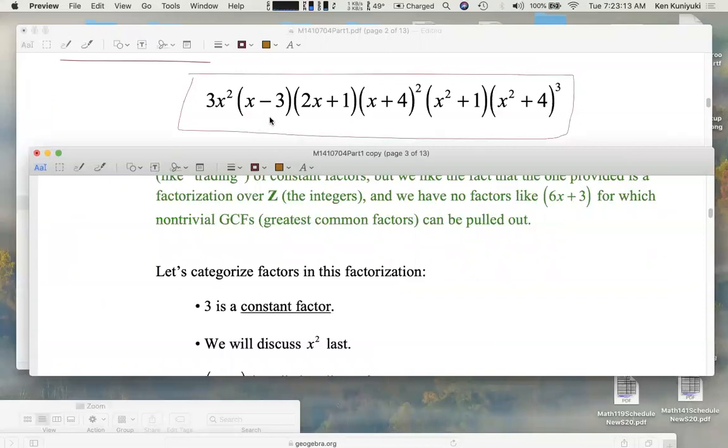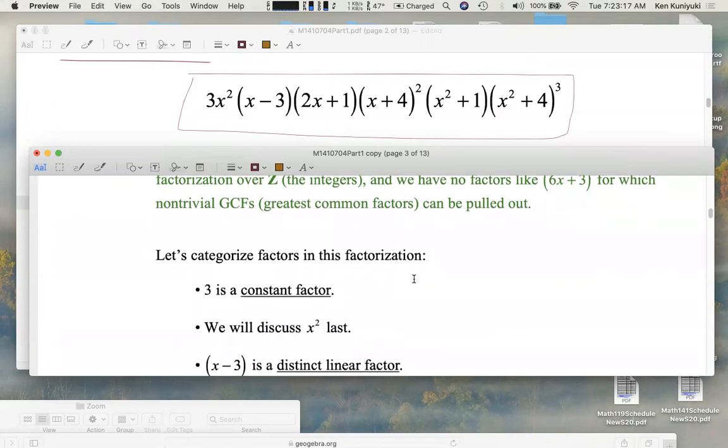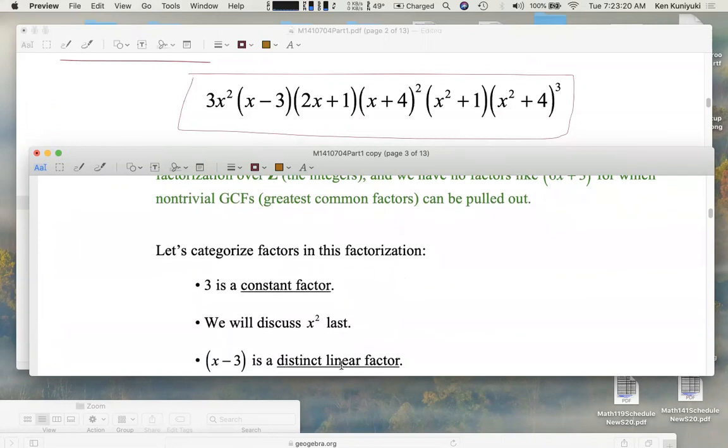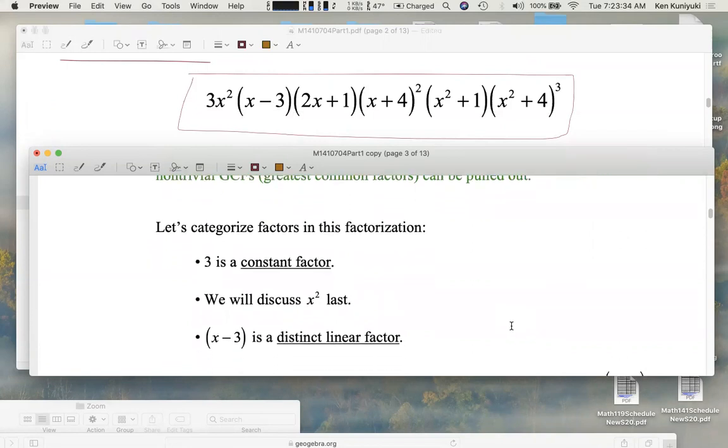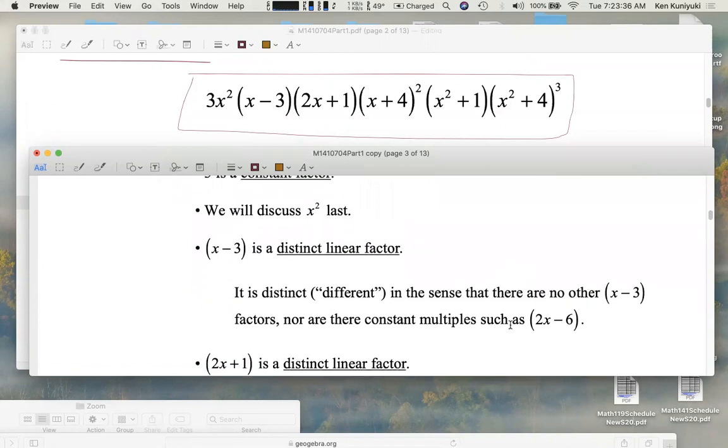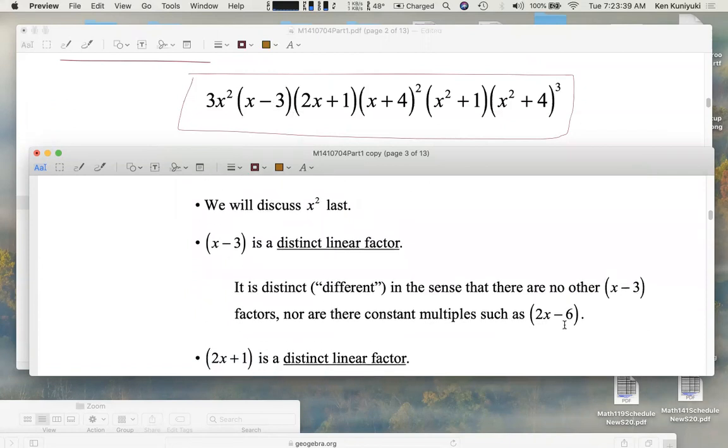x minus 3, what do you call a first degree polynomial? You call it linear. And it's a distinct linear factor in the sense that there's no exponent here. We don't have copies. We don't have a square or a cube up here, for example. We just have this distinct linear factor. It's all alone. Oh, and by the way, if you see 2x minus 6, make sure you factor out a 2 first. Make sure you don't have copies in disguise.